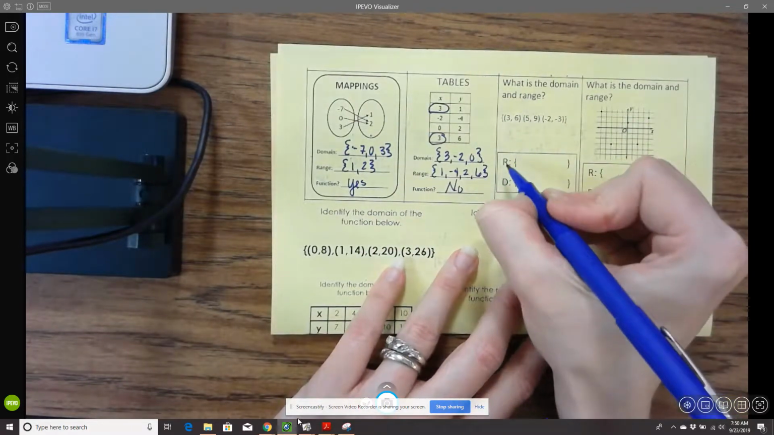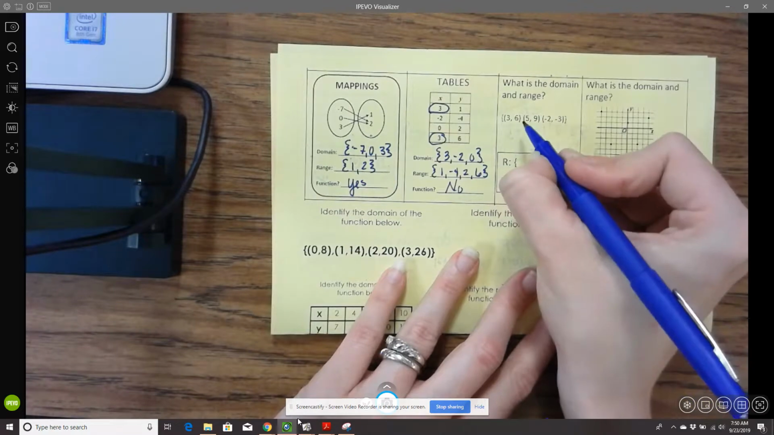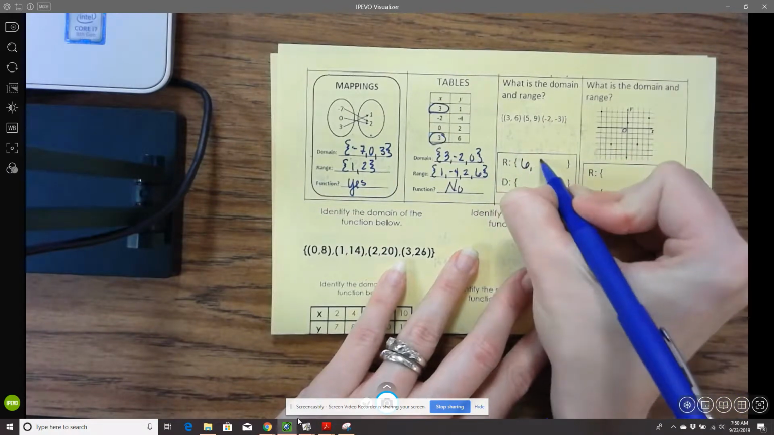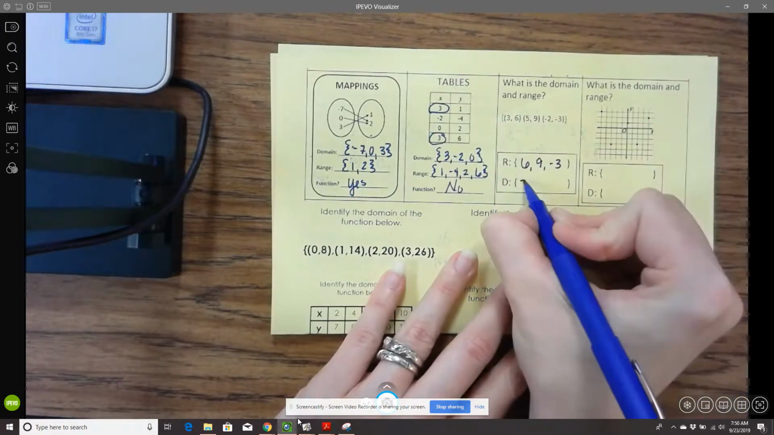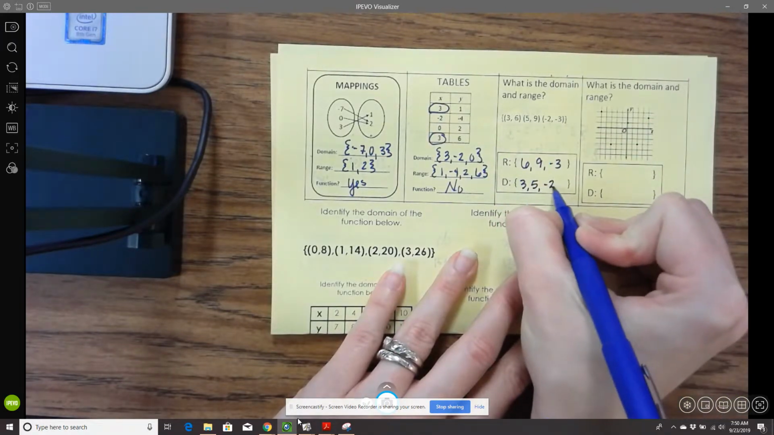All right, so here it's flipped. It's got the range first. So that's going to be your y values, and then your domain is going to be your x, so 3, 5, and -2.